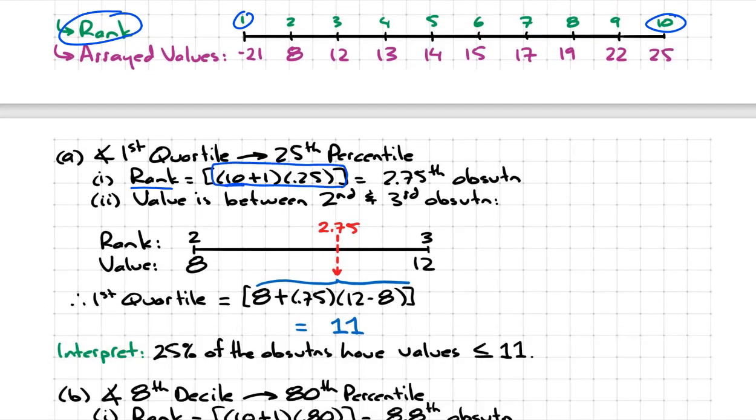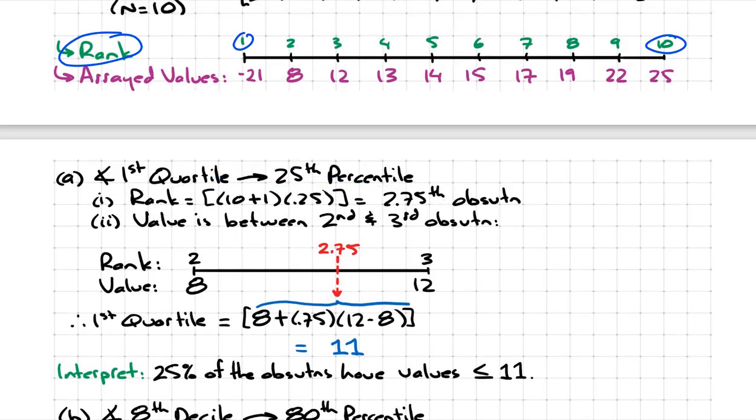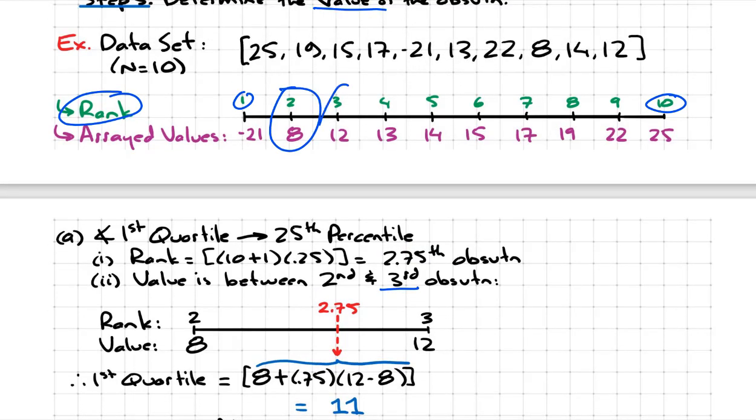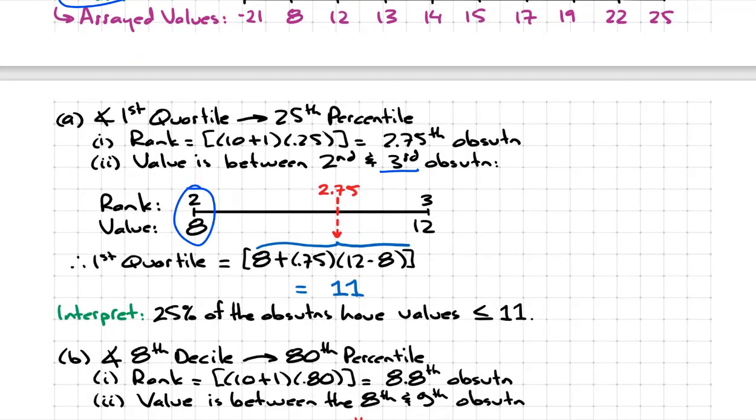So we use that framework. We just take the number of observations plus 1 times the percentile. Here's the way to read it. The rank of the 25th percentile is the observation between rank 2 and rank 3, specifically rank 2.75. So this first quartile's value is somewhere between the second observation and the third observation. Now here's the issue, ladies and gentlemen: I can see the second observation, I can see the third one, but I don't see 2.75. So this is where we're going to use interpolation. I've reproduced those numbers that I just circled. Second rank is 8, third rank is 12.